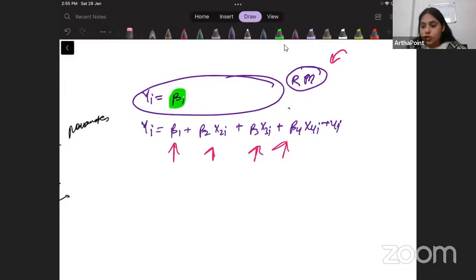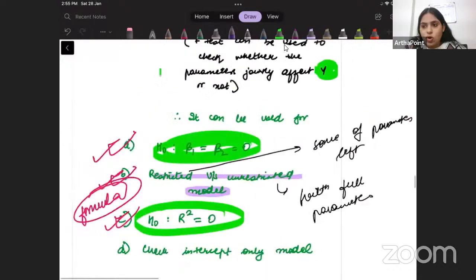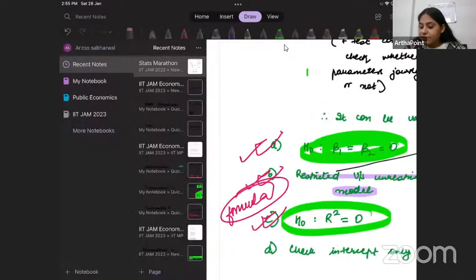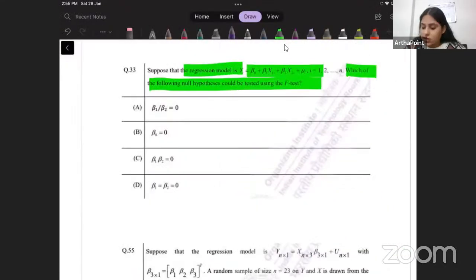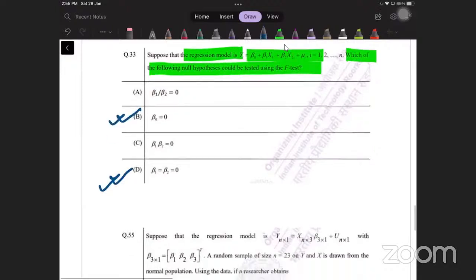On precipitation, on maybe due amount, on 10 things, on location. So what we are doing is this becomes my unrestricted model and this becomes restricted. This is an intercept only model. Then also I can use the F test. So these are the places where an F test can be used. Based on that, we are using F test in this case, and we are using it in the intercept only model. So I can use it in B also.